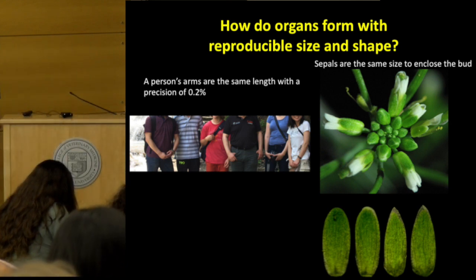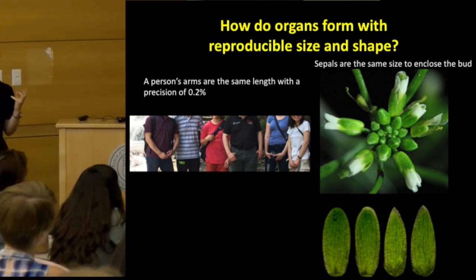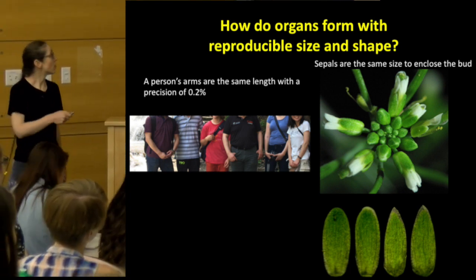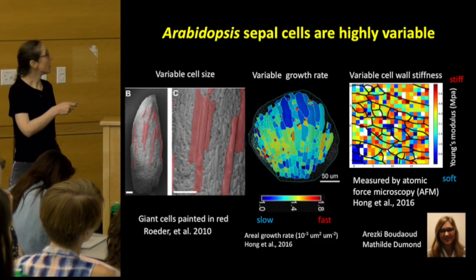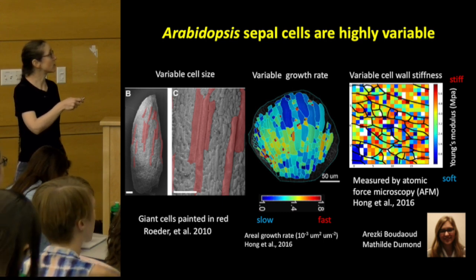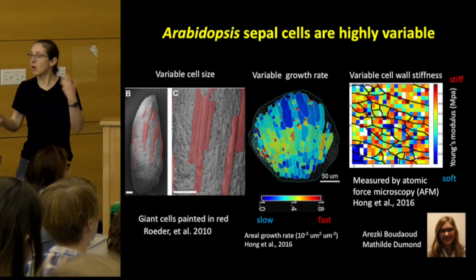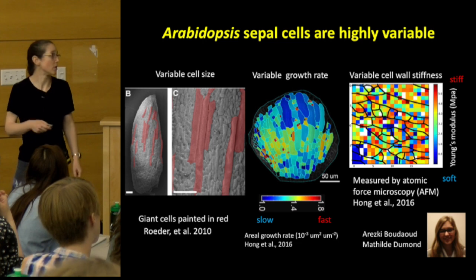Okay, this question is even harder to understand because the cells inside the sepals are highly variable. So we have a ton of different cell sizes. Here's a scanning electron micrograph of the sepal, and I've colored some of the biggest cells here, which we call the giant cells, in red. And you can see there's giant cells scattered among smaller cells. So it's got all kinds of different cell sizes. It's not this simple big cell, small cell thing I was showing you before.